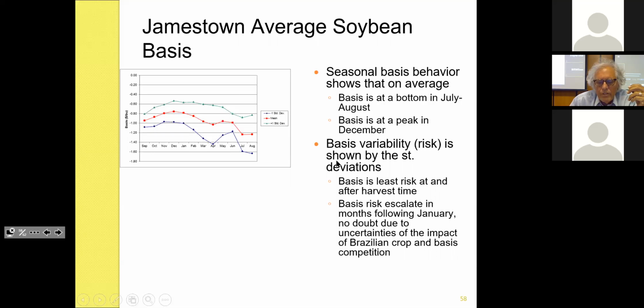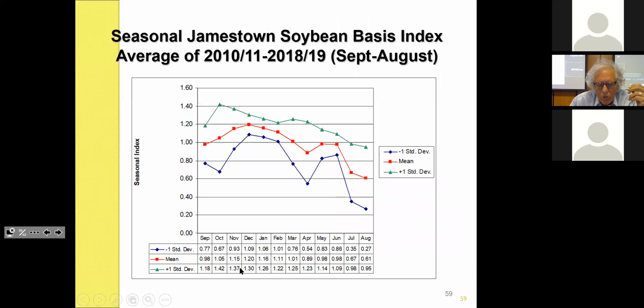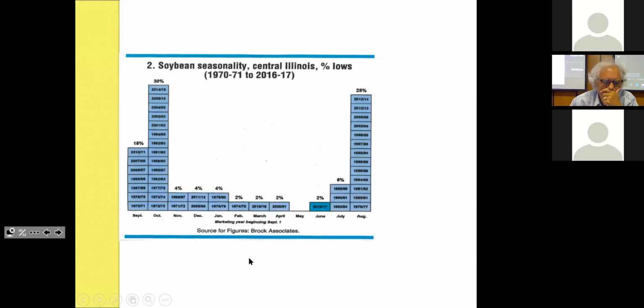So when we derive these as indexes, that's what's shown down below here. Those are the seasonal indexes. It says that in August, on average, the seasonal basis is 61% of that crop year average. And then it reaches a peak of 120% in December. So that means that the basis is going to virtually double on average between August and December. That's not going to happen every crop year, but it happens every year with that appreciation.